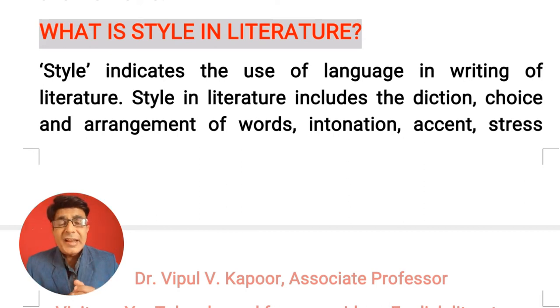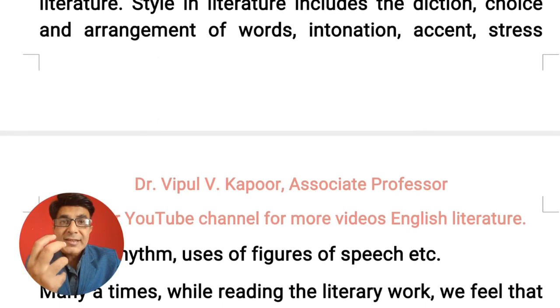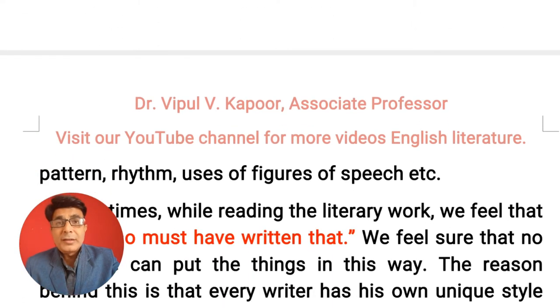This style includes diction. Diction means what? Choice and arrangement of words in literature. Like what kinds of words are used by the poet, how they are arranged in the poetry, what rhythm, what meter is mostly loved by this particular author, what kind of intonation, accent and stress pattern, all these things include the style of the authors.